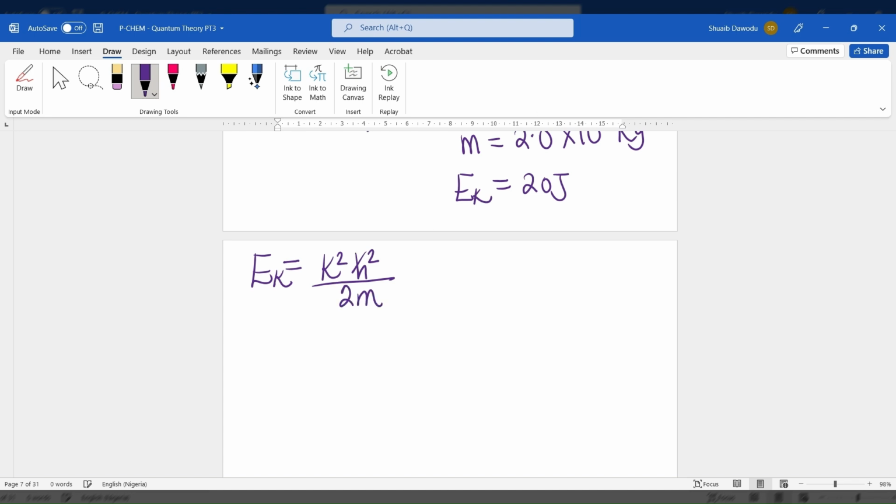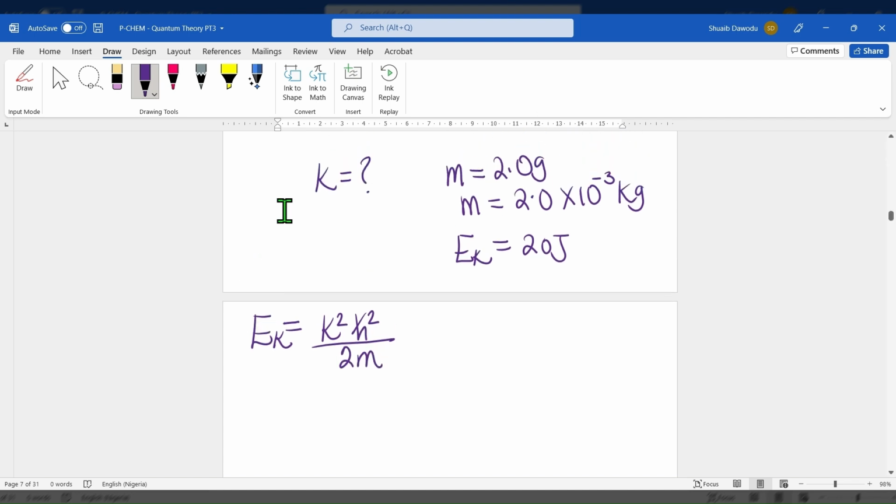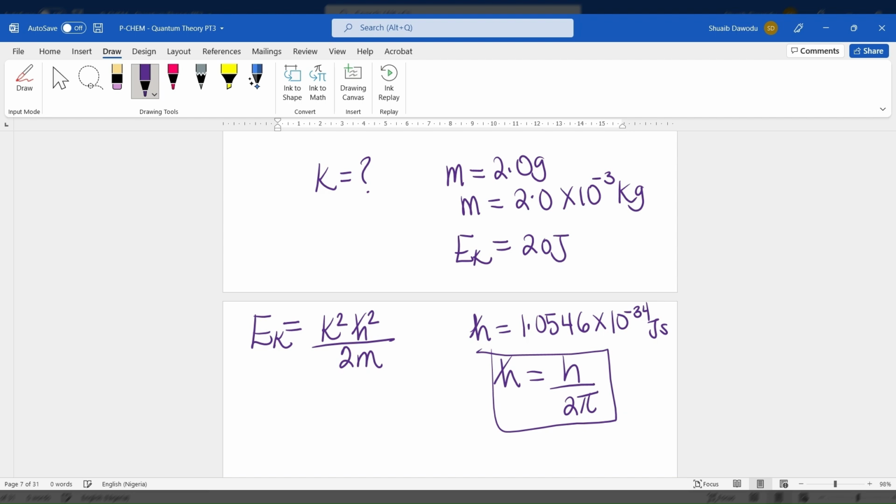And of course, we know that m is the mass, and h bar is just the Planck's constant bar, or the reduced Planck's constant. The reduced Planck's constant has the value h bar equal to 1.0546 times 10 raised to the power of negative 34 joules second. So this is h bar. For those of you who don't know what h bar is, h bar is just simply the Planck's constant divided by 2 pi. So it's also a constant value. So that is what h bar is.